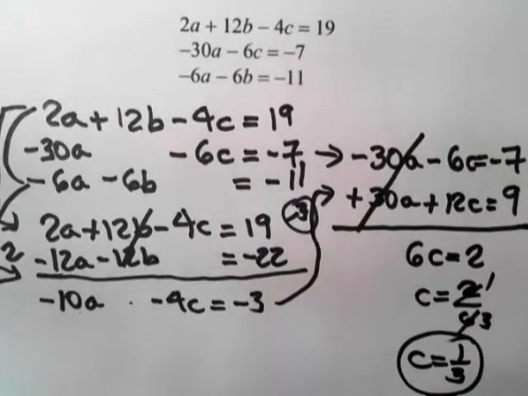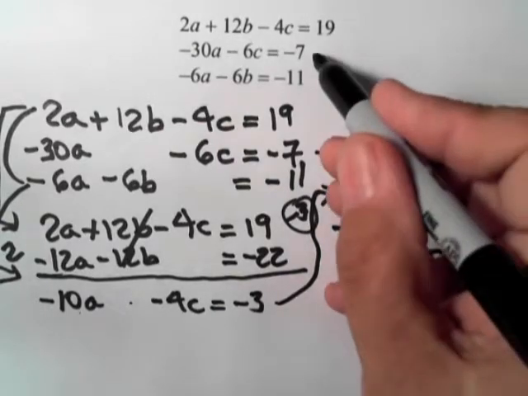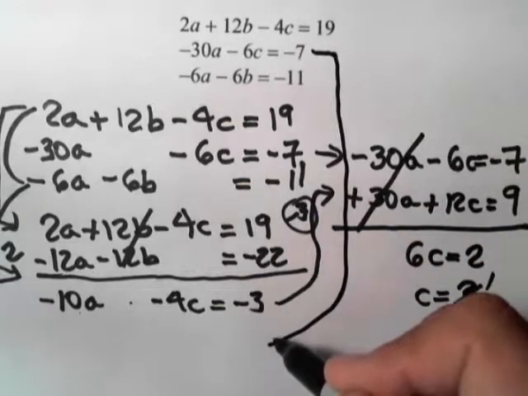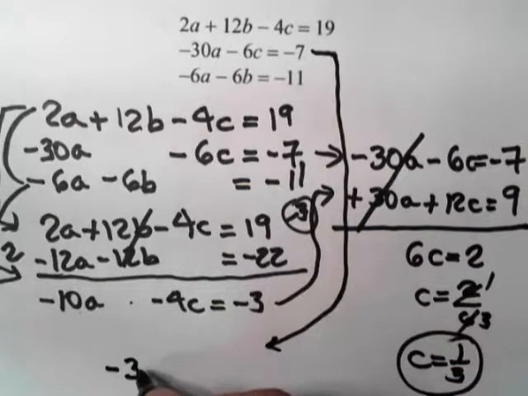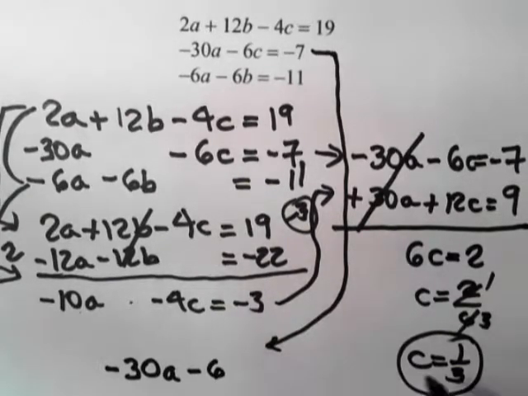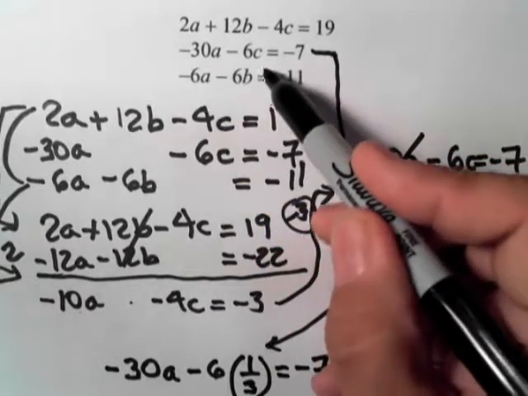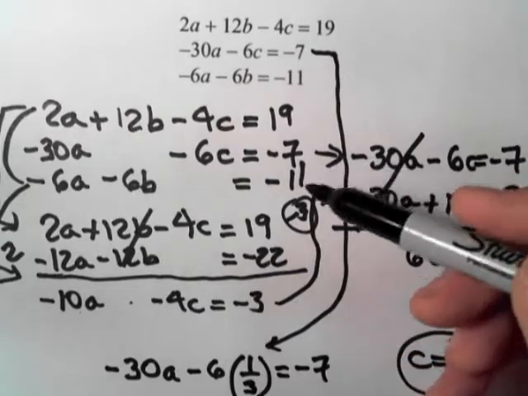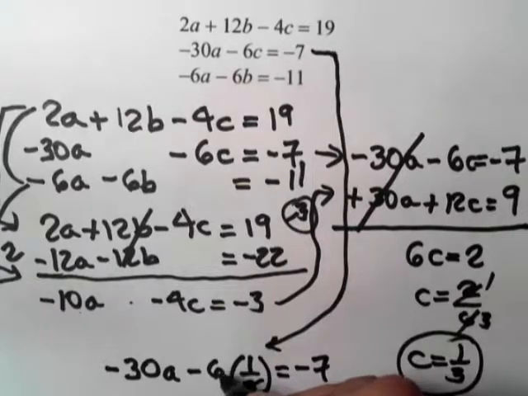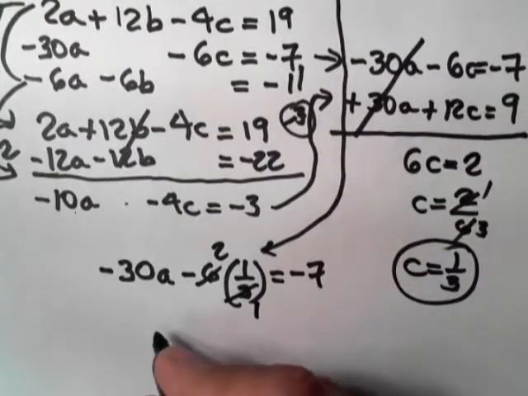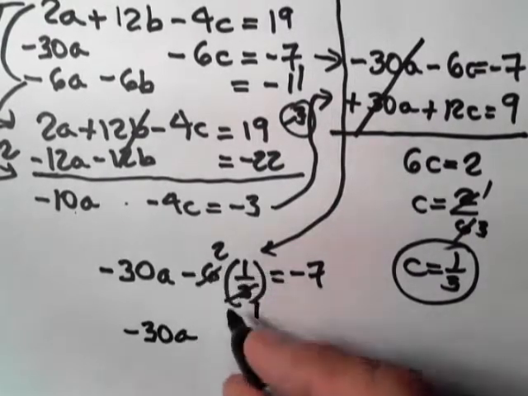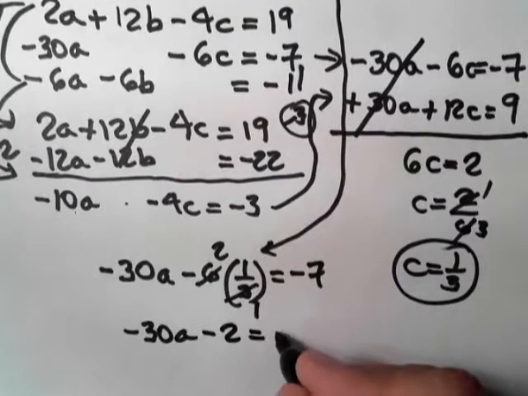There's our first solution. Now, to get the next variable, the easiest equation is to go back up to the original ones and grab the one that has just a and c. I'm going to plug in the c value and then solve for a. So here it goes. I've got negative 30a minus 6 times the c value, which is 1/3, equals negative 7. Now let's double check that. Negative 30a minus 6 times c, c is 1/3, equals negative 7. Looks good. We can do some cross-canceling here. 3 goes once here and twice there. So what I end up with is negative 30a minus 2 times 1, which is minus 2, equals negative 7.